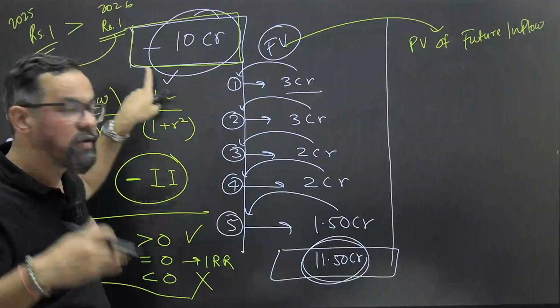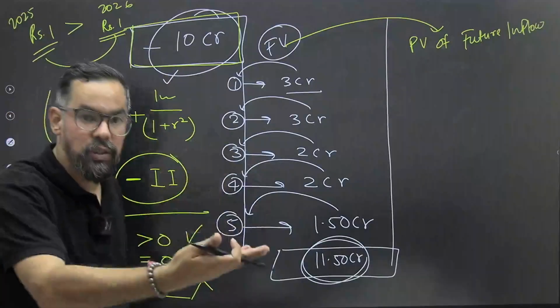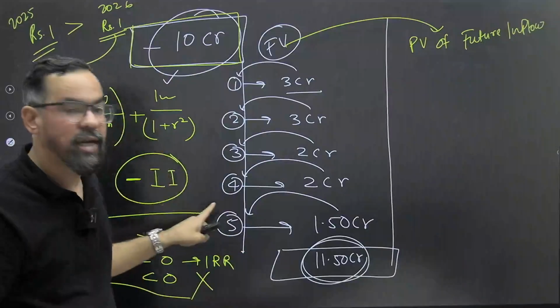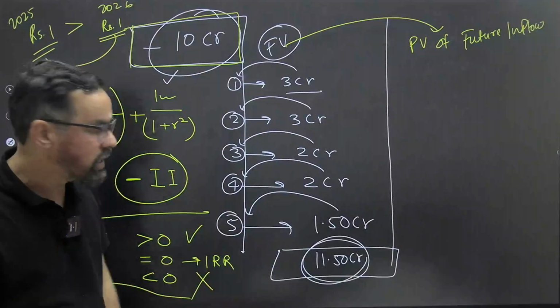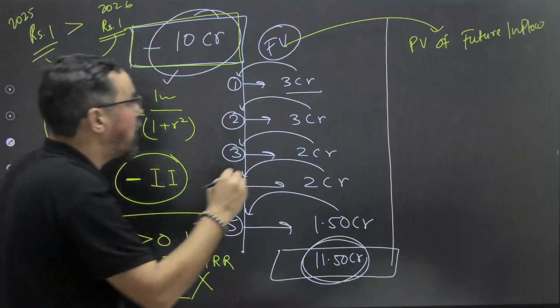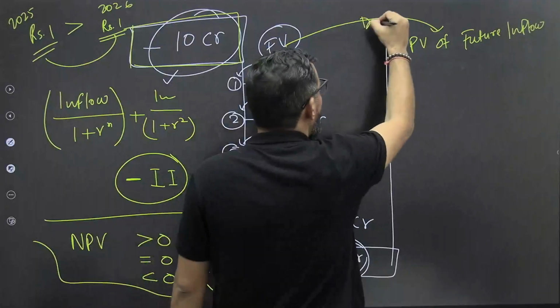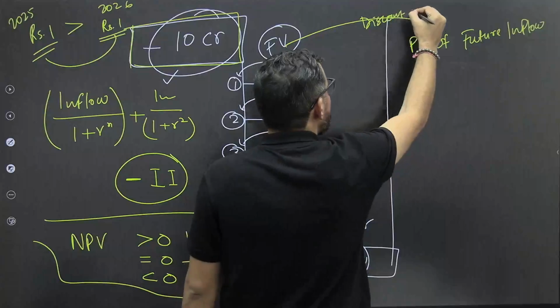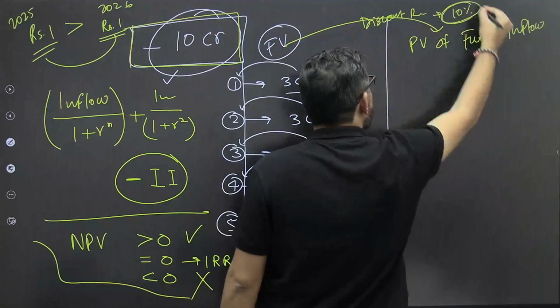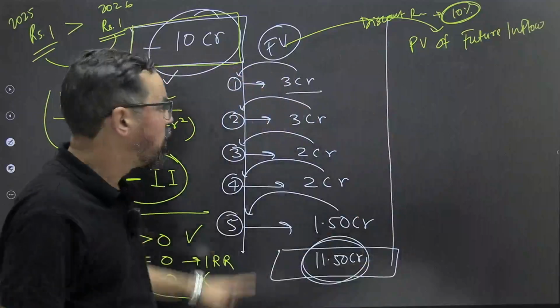Inflation will increase, the value of the rupee will decrease, or else we can invest in some other project and earn something from it, so for that sake you will get one discount rate. Let's say in this case the discount rate is 10%. So how will you calculate this one?